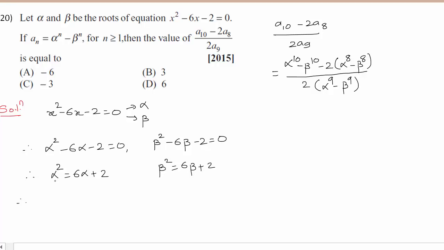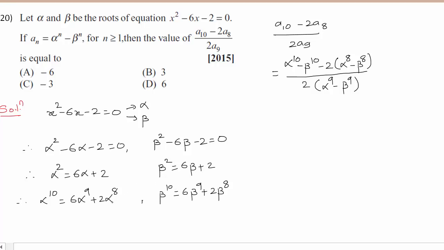So what we can do is we multiply the first alpha equation by alpha raised to 8. So when we multiply by alpha raised to 8, we get alpha raised to 10 is 6 alpha raised to 9 plus twice alpha raised to 8. Similarly, beta raised to 10 would be 6 beta raised to 9 plus twice beta raised to 8, right?